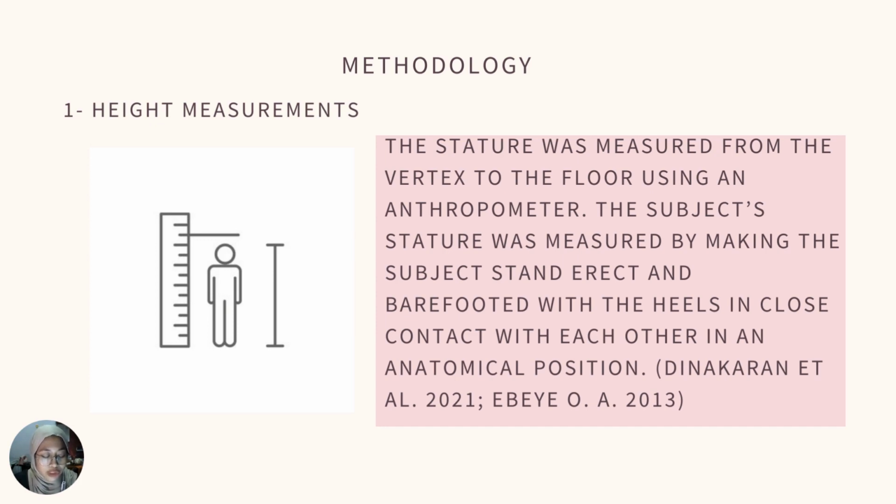The subject's stature was measured by making the subject stand erect and barefooted with the heels in close contact with each other in anatomical position. The subjects must stand tall and upright with their backs as straight as possible by relaxing the shoulders with the shoulder blades and buttocks touching the vertical plane. The head was oriented in the Frankfurt horizontal plane and the tip of the pinna were in a horizontal plane parallel to that of the feet. An anthropometer with one arm sliding against the vertical plane was brought down onto the subject's head, and the stature was read off the scale vertical plane.